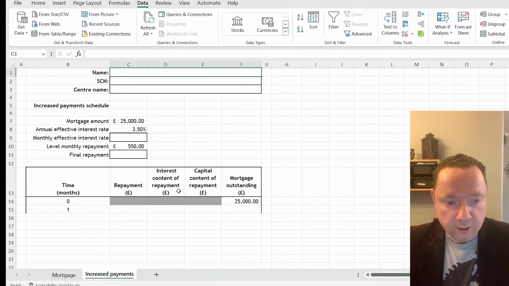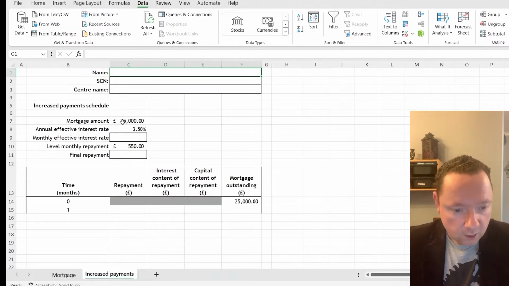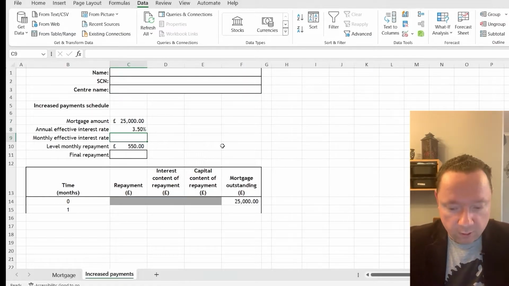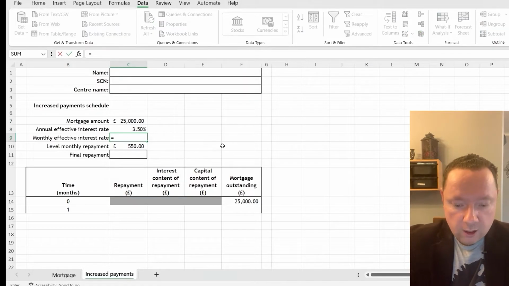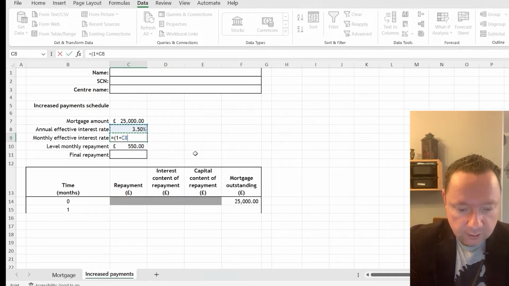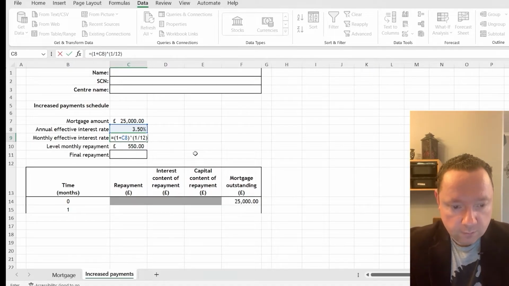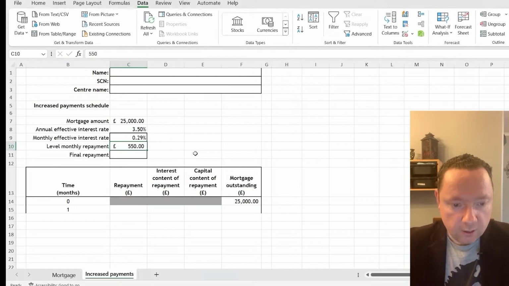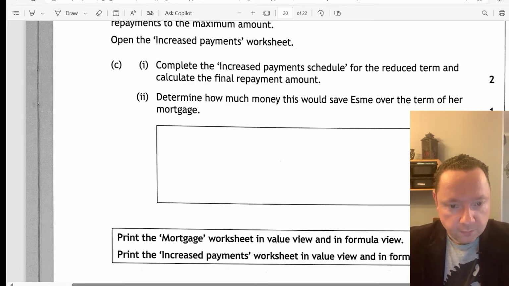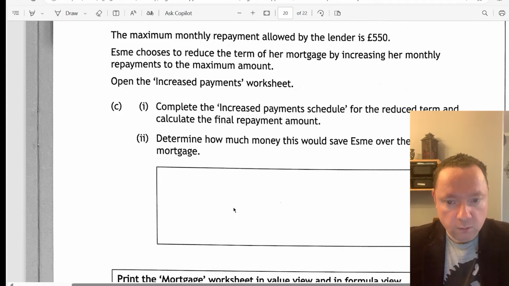So there's the increased payments sheet, 25,000, 3.5% annual, so we can work out the monthly as usual. 1 plus this to the power of 1 over 12 minus 1 is our monthly interest. So how long is this for again? Oh, we don't know. Interesting.